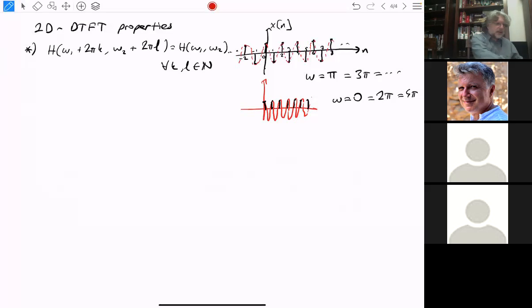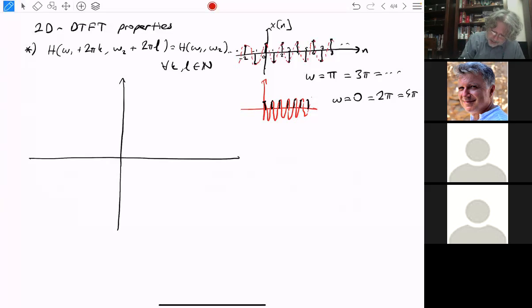Now, the way to visualize such a thing is maybe a little bit difficult, but a low-pass filter, for example, from now on, we will try to illustrate. I have to draw something large here. And let's say this is 2 pi, this is 4 pi, this is pi, this is 3 pi, etc.